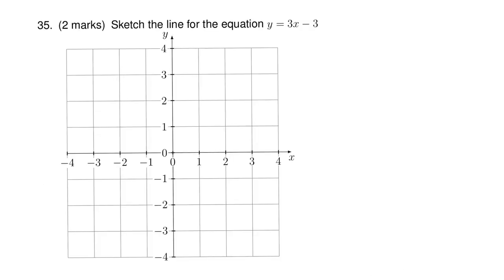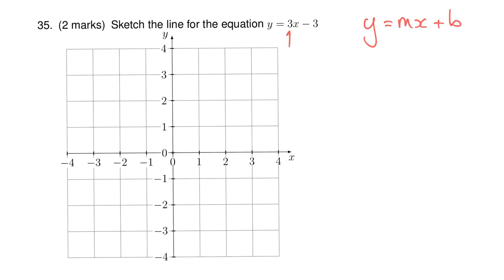And finally, we've reached the last question for this video. I know you're sad about that. Sketch the line for the equation y equals 3x minus 3. All right, some things we know. Remember, this looks like it's in the right form. Y equals mx plus b.